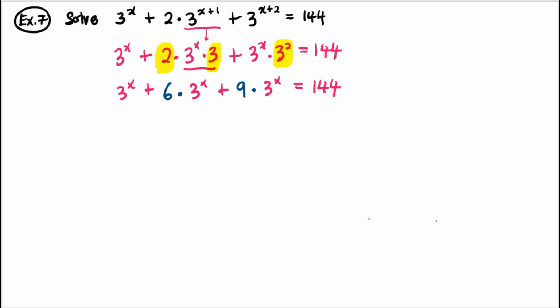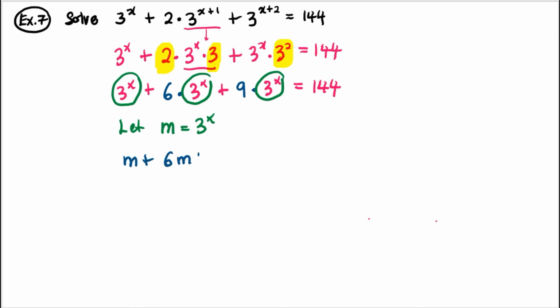If you are confused, now you need to use this. Suppose we have variable m, which is equal to 3 to the power of x. So you have to change all the 3 to the power of x into m. So you have something like m plus 6m plus 9m. This is actually equal to 144. Combining this, of course, you get 16m. This is equal to 144. So you have m equal to 144 divided by 16.